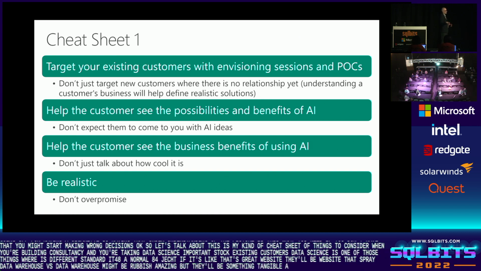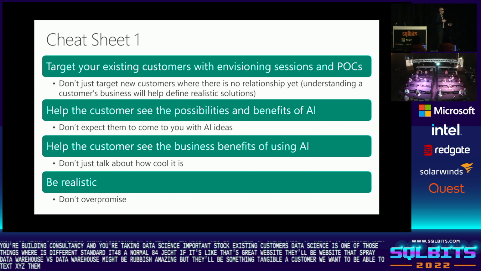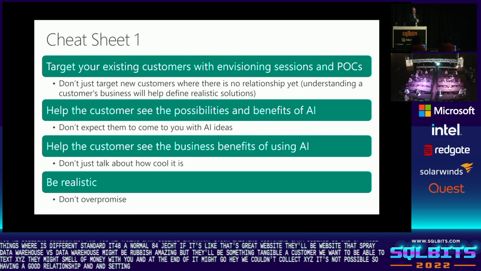If a customer comes to you and says, we want to be able to predict X, Y, Z, they might spend a load of money with you, and at the end of it, you might go, hey, we couldn't predict X, Y, Z. It's not possible. So having that good relationship and setting expectations beforehand is pretty key.